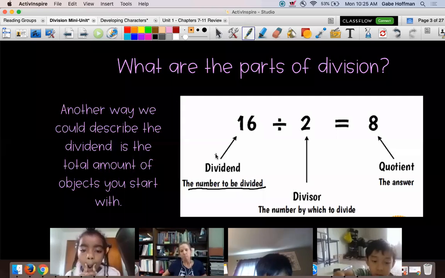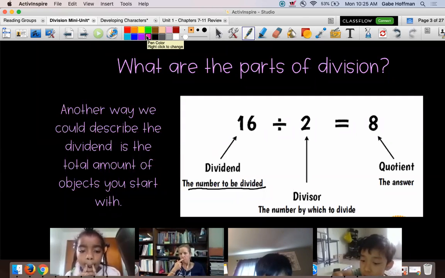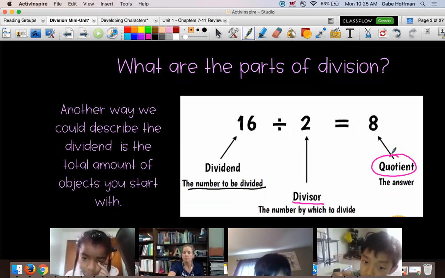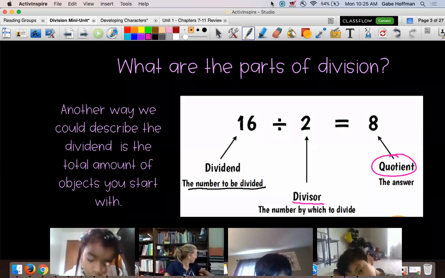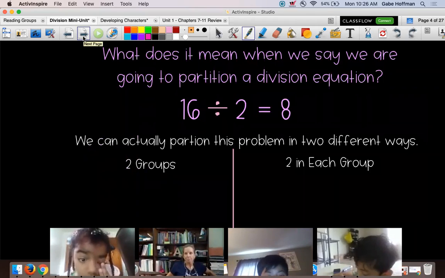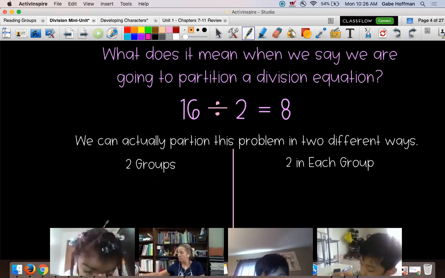And then the divisor is the number you're going to divide by, the number by which to divide. Easier way to say that, number to divide by. And then the quotient is the answer, okay? So in this example problem, our dividend is 16, our divisor is 2, and the quotient is 8. We are going to be using that chart we've been using before to help us get that.